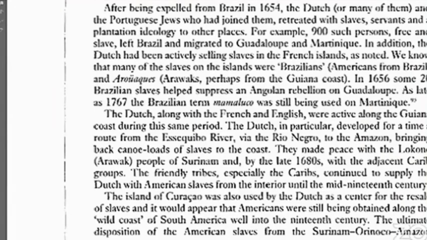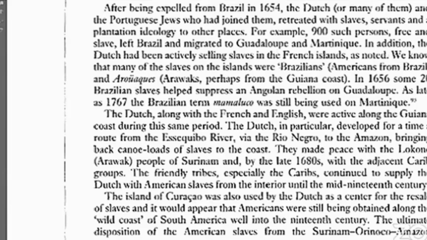We're almost done, I just want to finish off with the info here. It says here, after being expelled from Brazil in 1654, the Dutch, or many of them, and the Portuguese Jews who had joined them, retreated with slaves. Again, Portuguese Jews. And they retreated with slaves, servants, and a plantation ideology to other places in America. For example, 900 such persons, free and slave, left Brazil and migrated to Guadeloupe and Martinique. In addition, the Dutch had been actively selling slaves in the French islands, as noted.